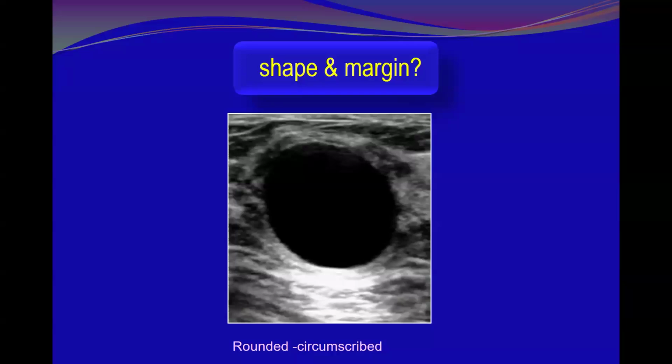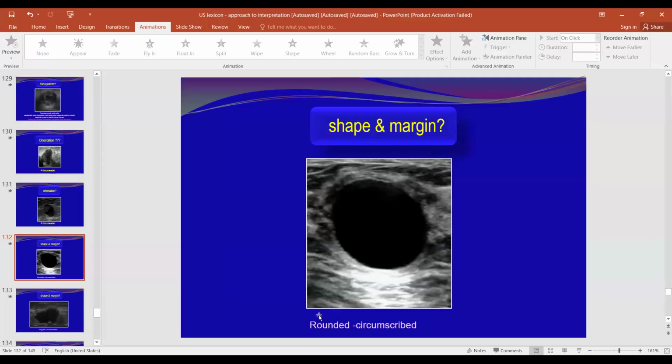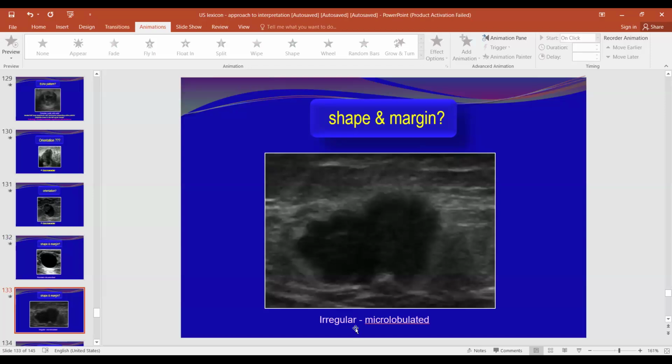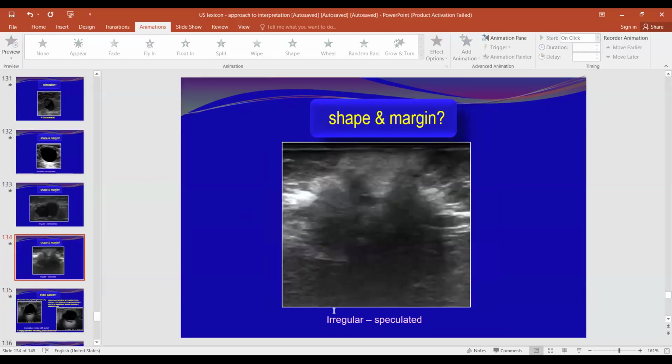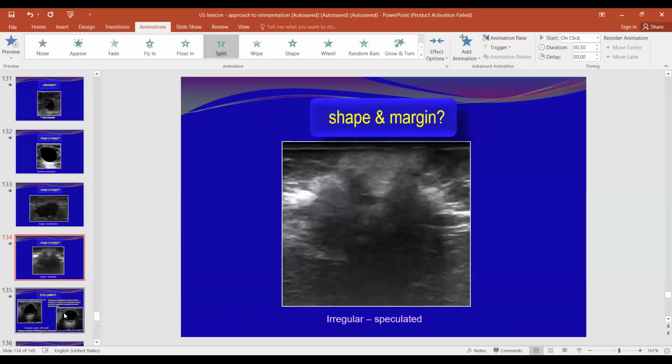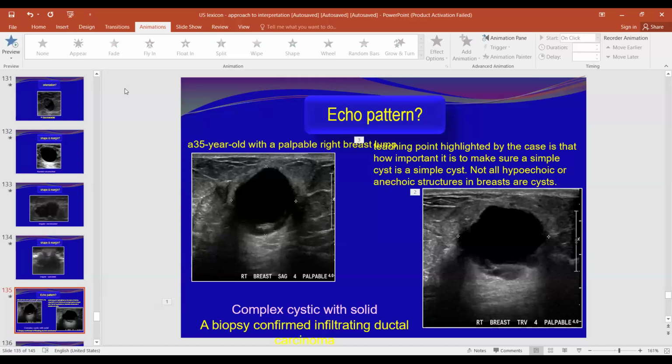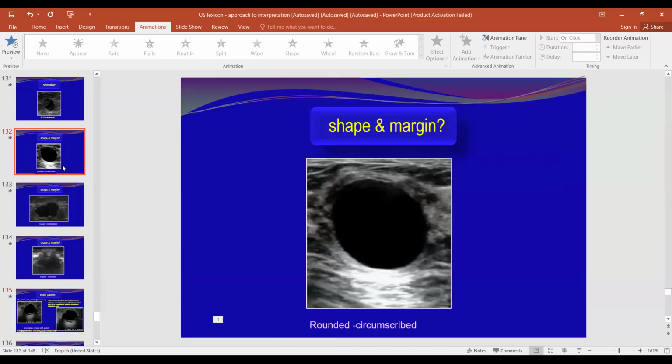Shape and margin. Round shape. Round, well-defined margin. Circumscribed. Sorry, it has to be circumscribed. I don't know what happened. You see, sometimes it's been affected. Okay, we were here.